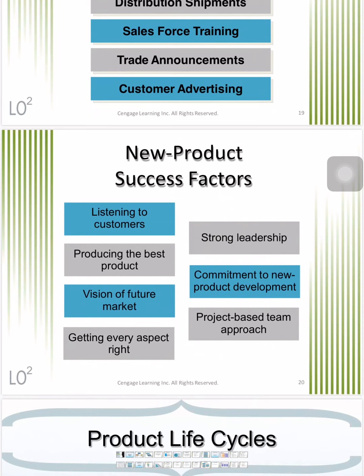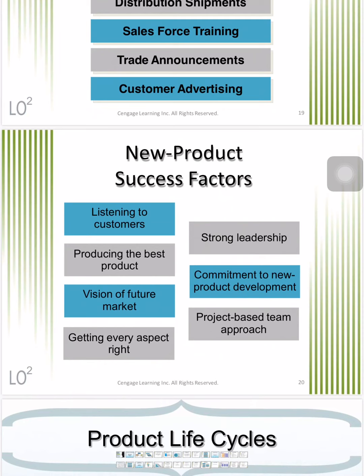And then, a vision of the future market. Of course, you must set a vision of what the market will be like in the future. You must do a forecast of what the market will be in the future, and then you have to set the visions. Basically you have to do forecasting.